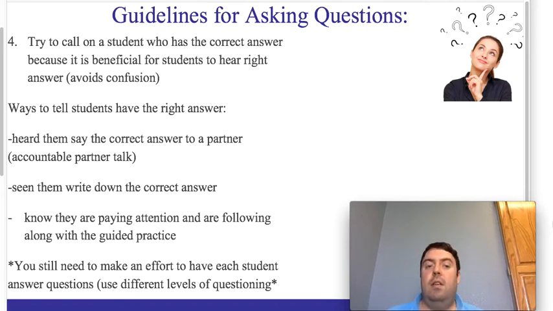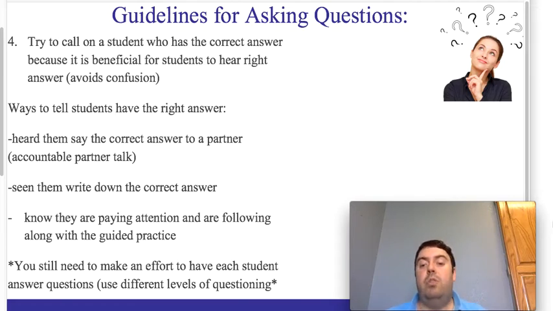Another thing is, it also avoids cognitive dissonance or confusion. So if students hear a lot of wrong answers and then one right answer, they might remember only the wrong answers and not the right answer. So there's different ways you can ensure that you're actually calling on the student who knows the correct answer.